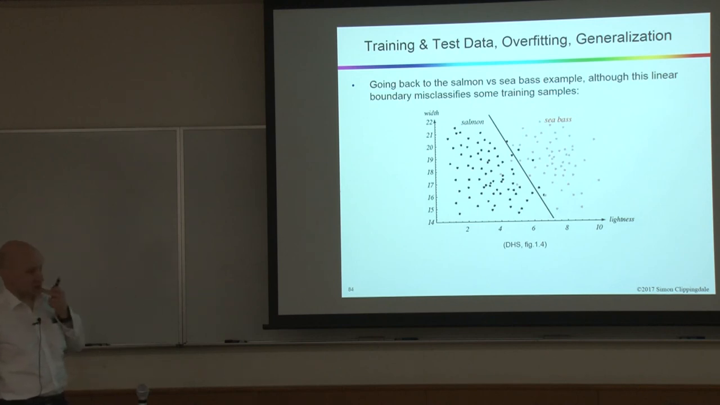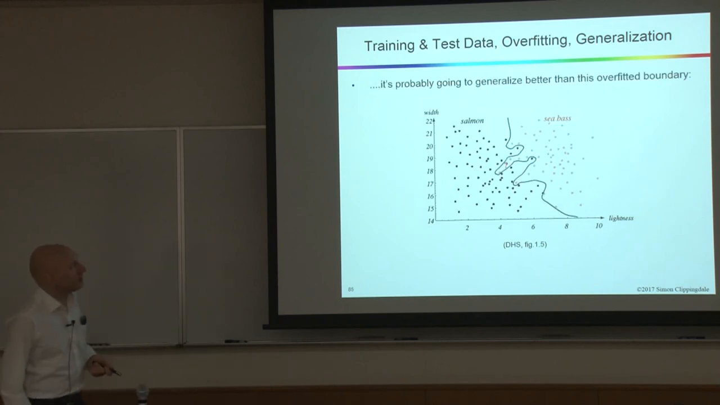Back to the salmon versus sea bass example. You will remember that this linear boundary did a not too bad job discriminating these two classes. Here's an overfitted boundary which exactly fits the data, but it's unlikely to generalize well to new data. Okay.